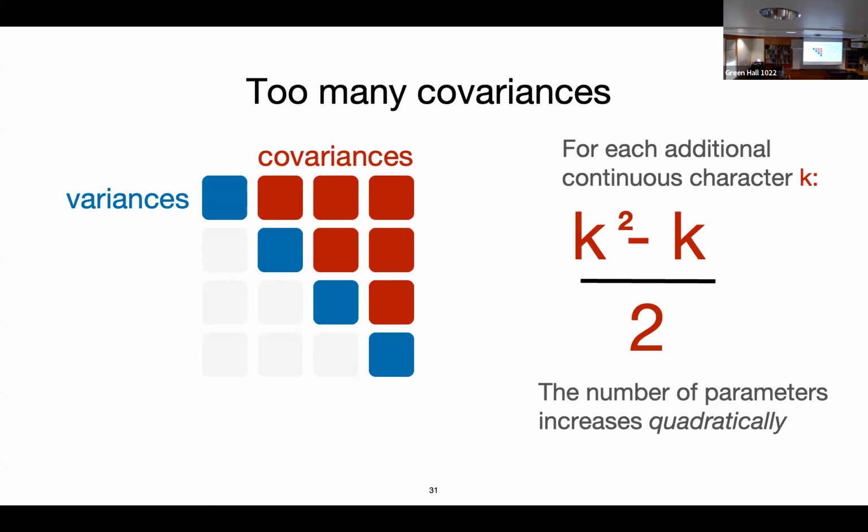In fact, for each additional continuous character k, you have to calculate k squared minus k over 2 covariances. In other words, the number of parameters with each continuous character increases quadratically. So that really gets out of hand. For 20 characters, you have to calculate 230 parameters, but for 20,000 characters, the size of a gene expression matrix, you have to calculate over 200 million parameters, and that's not computationally feasible.